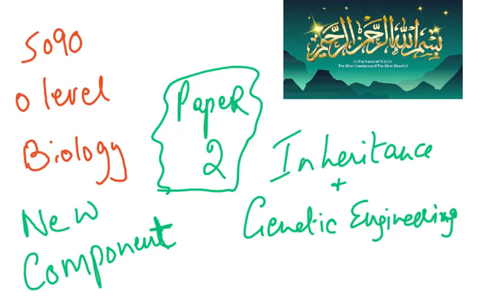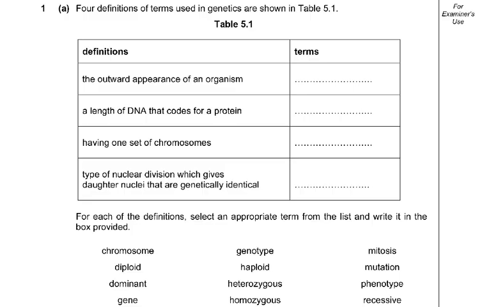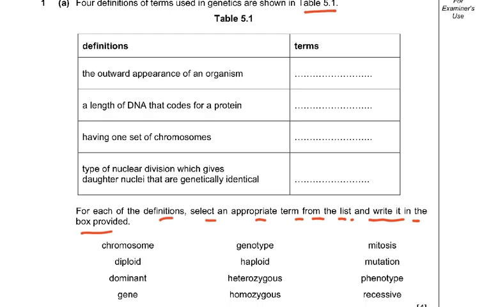Bismillahirrahmanirrahim. Another video on inheritance and genetic engineering, and these are mostly questions from the paper 2 questions, not the MCQs. Now, coming to the first question, it's four definitions of terms used in genetics are shown in table 5.1. Definitions: the outward appearance of an organism. Well, for each of the definitions, select an appropriate term from the list and write it in the box provided.